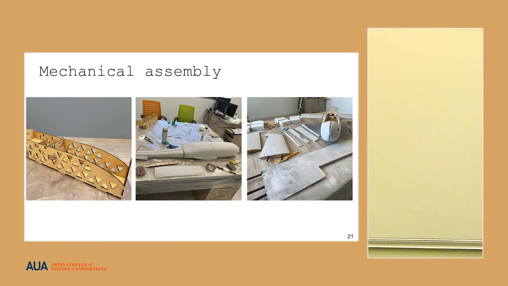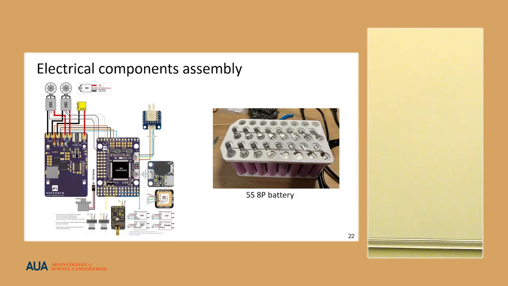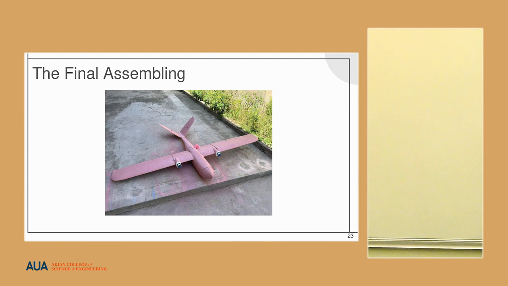When having all the mechanical assembling done, then the electrical components were assembled. For this drone, the 5S8P batteries are used and soldered together by me. Then the drone was finally assembled, and we decided to make it pink and a little rose on it. So after the final assembling, it was time for the testing.